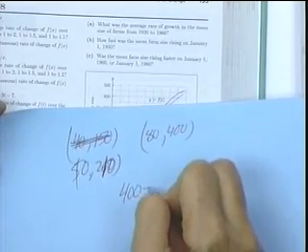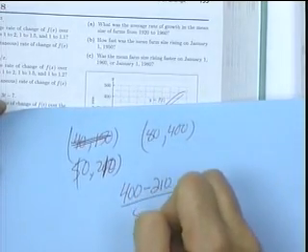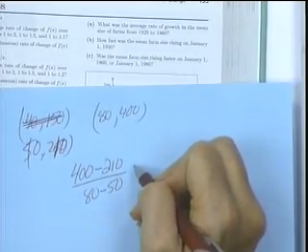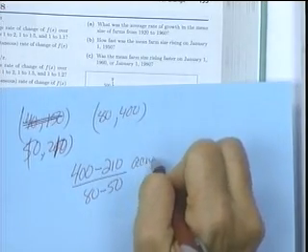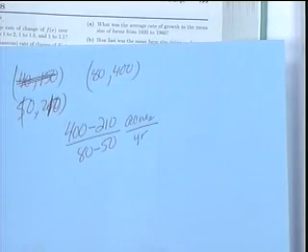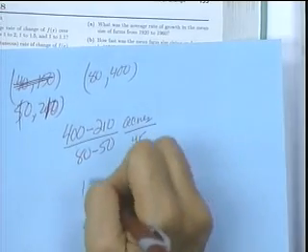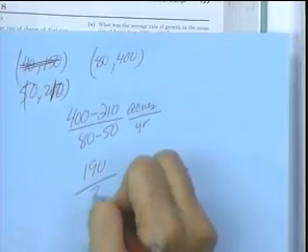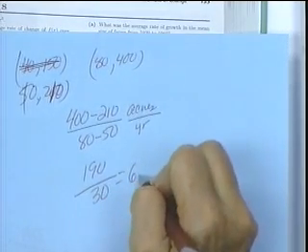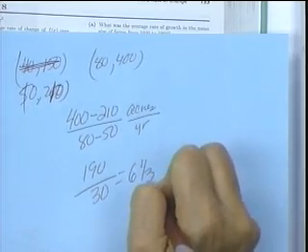So we have 400 minus 210 over 80 minus 50. What are the units on the top? Acres per year. So we have 400 minus 210. Should be able to do that in our head. 190 divided by 30, and we get 6.333, which is a third, right?